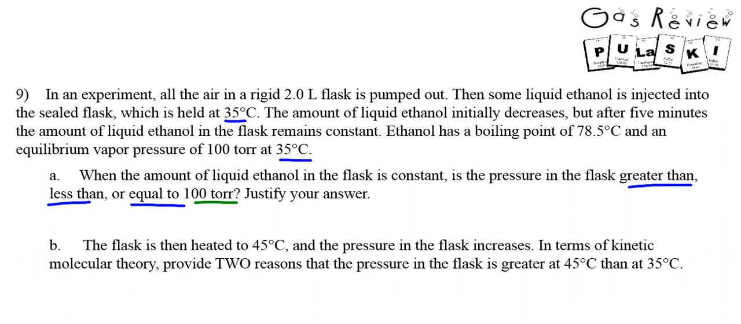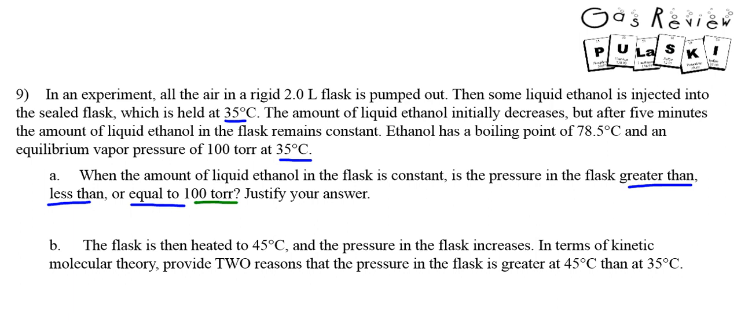It says that the amount of liquid in ethanol initially decreases. Why does it decrease? Because some of it becomes gas. So I have liquid, and then I get a little bit of gas. After 5 minutes, the amount of liquid stays the same. So that means I have the same amount of liquid and the same amount of gas after 5 minutes.